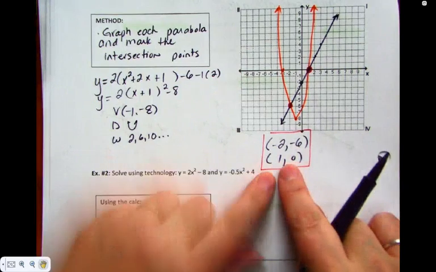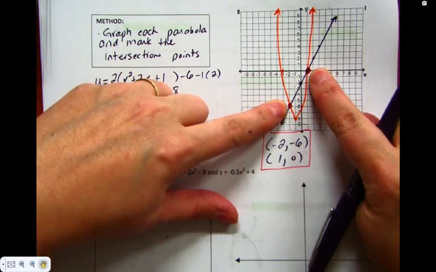How I got these? I just looked at these 2 points, where they physically cross.